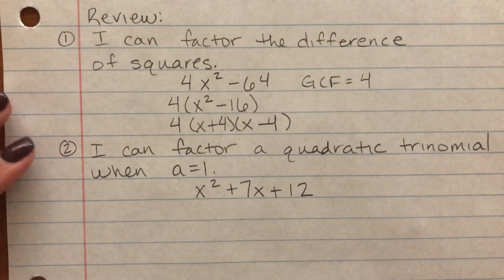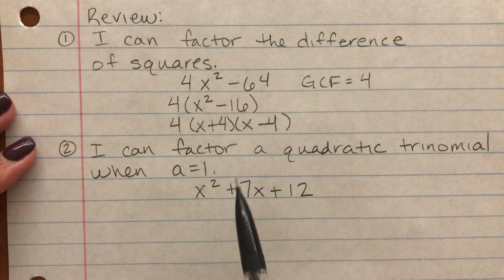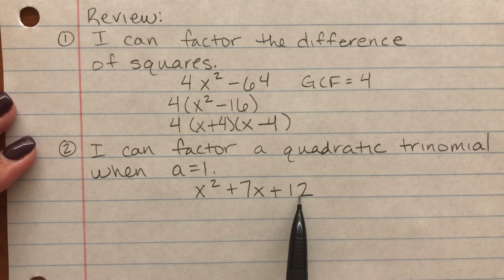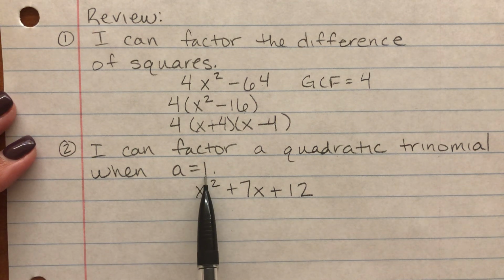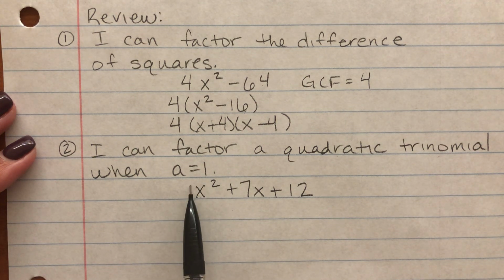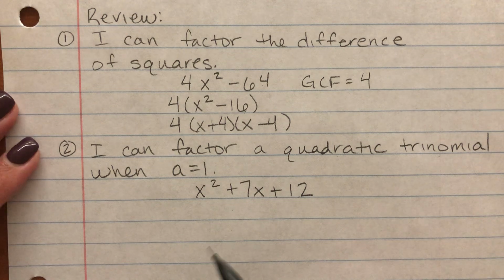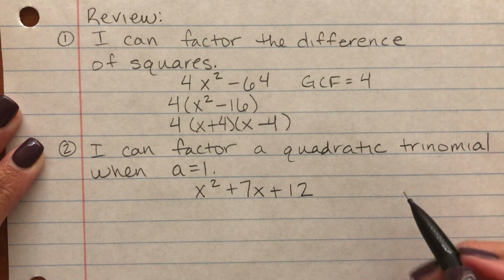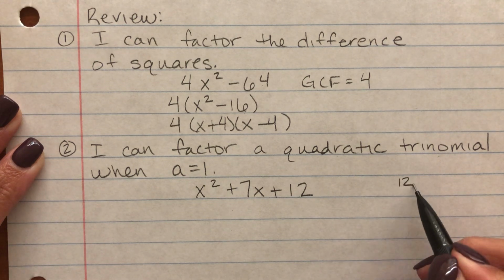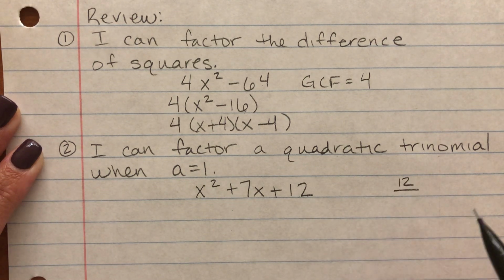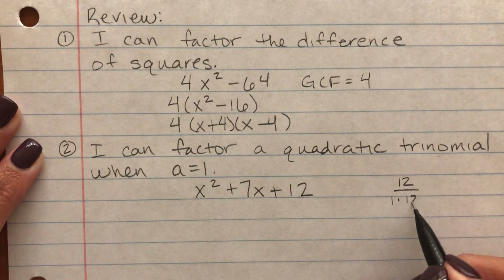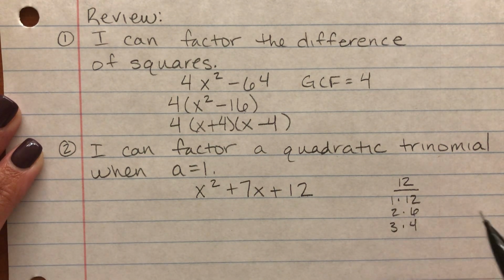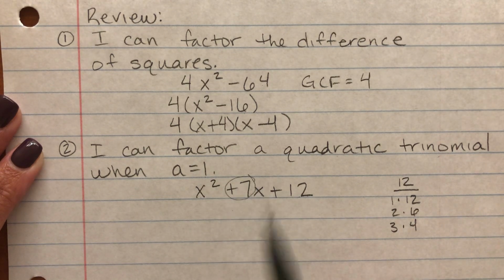Let's look at the second method that we learned yesterday, factoring a quadratic trinomial. So this time it has 3 terms when a equals 1. So this a term is 1. So you check for your GCF, there isn't one. So I'm going to pull the c term 12 to the side, list the factors, and then I'm going to find the pair of factors that add to 7.